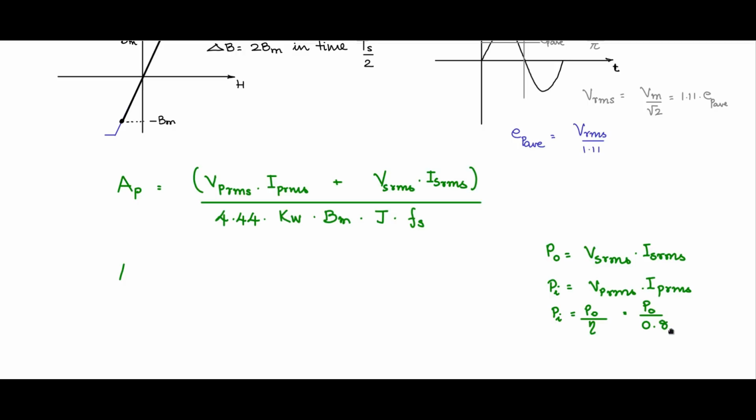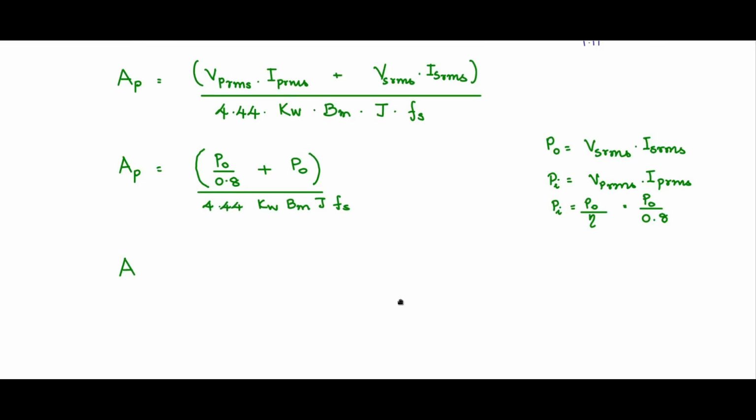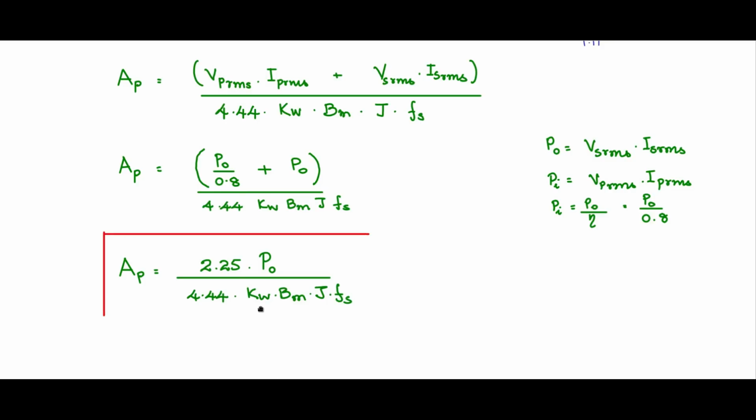Generally the efficiency of the transformer is much higher, and therefore if we design for a primary side V primary RMS and I primary RMS of P naught by 0.8, we will definitely be on the safe side. So therefore, AP will become P naught by 0.8 plus P naught divided by the denominator kW BM J FS, and if you simplify that, it becomes 2.25 into P naught divided by 4.44 into kW BM J FS. Now that becomes the area product for sinusoidal transformers.